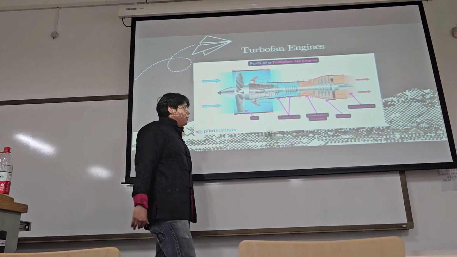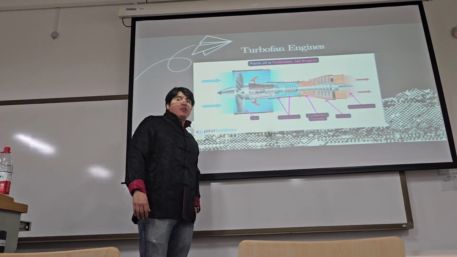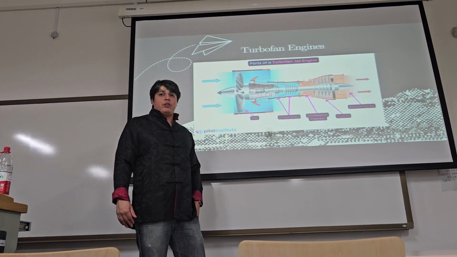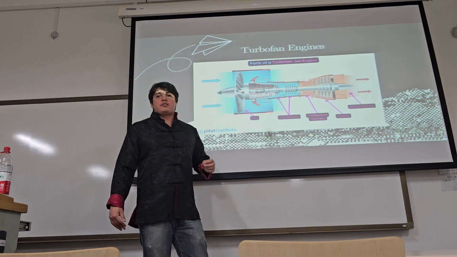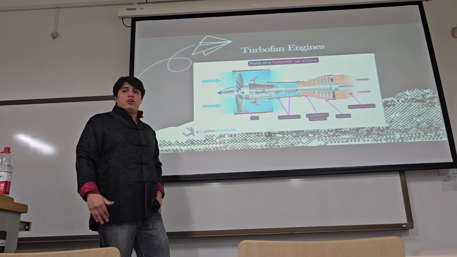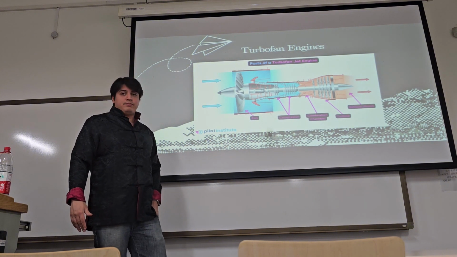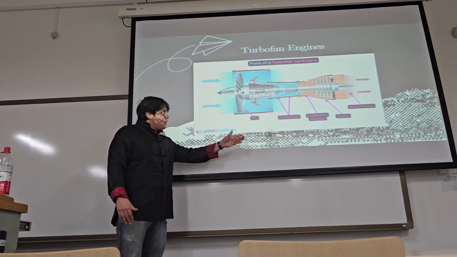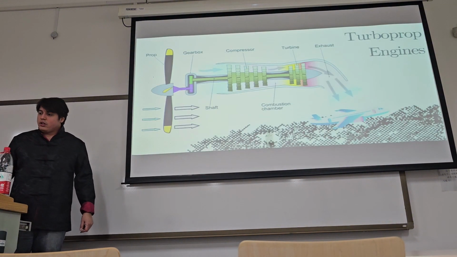Then, at the end of it, we have the exhaust nozzle. The remaining hot gases pass through the exhaust nozzle, where they are accelerated out the rear part of the engine. This expulsion of gases creates the core thrust, while the bypass air also exits to produce additional thrust. So, this is how a turbofan engine works.